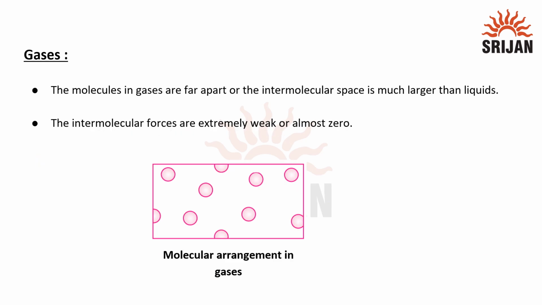Moving ahead, we have the next state of matter, gases. The molecules in gases are far apart or the intermolecular space is much larger than liquids or solids. Hence, the intermolecular forces are extremely weak or almost zero. Here we can observe the molecular arrangement in gases. So these are the molecules which are far apart from each other, and since they are far apart, the intermolecular forces between them are going to be extremely weak, or almost zero.